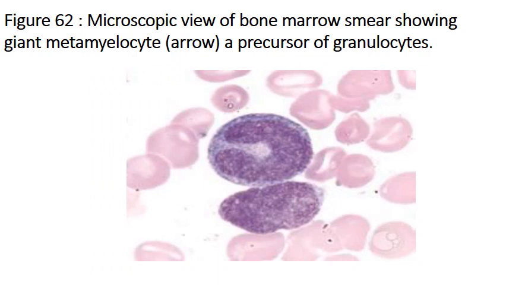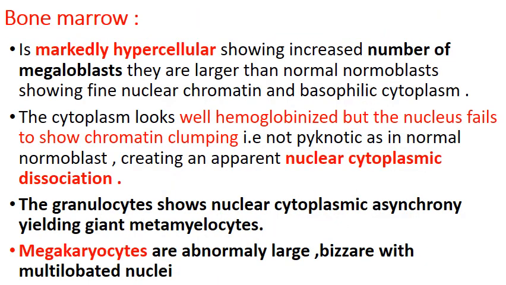This is a microscopical view of the bone marrow aspirate in megaloblastic anemia, showing a giant metamyelocyte, which is a precursor of granulocyte. In bone marrow examination of a patient with megaloblastic anemia, we see a markedly hypercellular bone marrow showing an increase in the number of megaloblasts. They are larger than normoblasts, showing fine nuclear chromatin and basophilic cytoplasm.